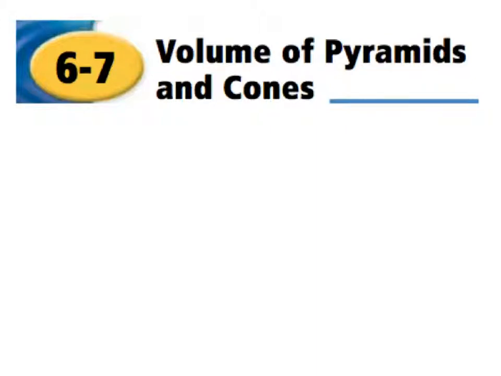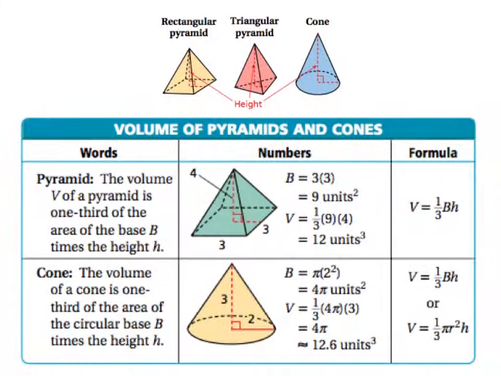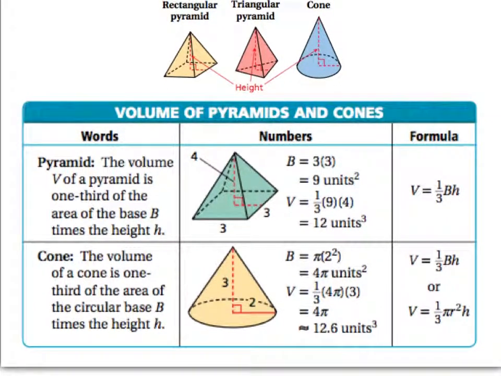And going along with the idea of the volume of rectangular prisms, we're going to always multiply the base and the height. Okay, multiply the base and the height. Here are our two formulas that we're working with here today. We're going to be talking about a rectangular pyramid, triangular pyramid, and a cone.